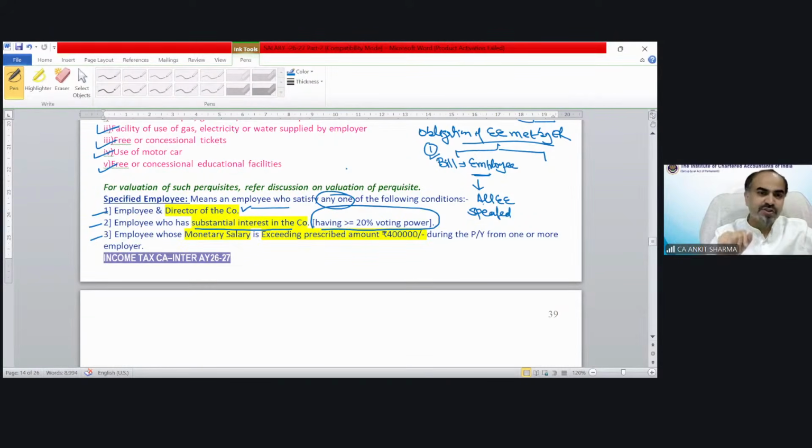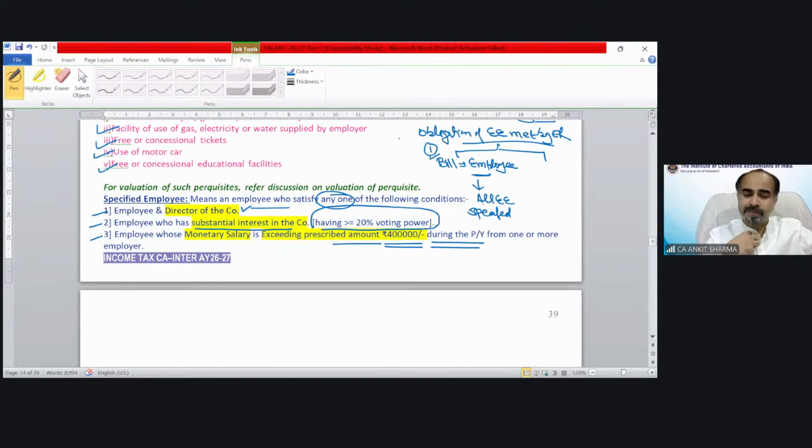And the third condition: an employee whose monetary salary is exceeding the prescribed amount. Again, the prescribed amount might not be mentioned in the notes you downloaded. You can write it down. It has been specified now as 4 lakh rupees during the previous year. So any employee whose monetary salary is exceeding 4 lakh will also be considered a specified employee. In comparison to point number 1 or 2, you will feel this third, 4 lakh rupees salary, is a very, very less powerful condition.